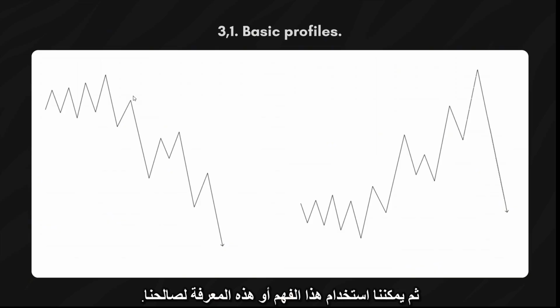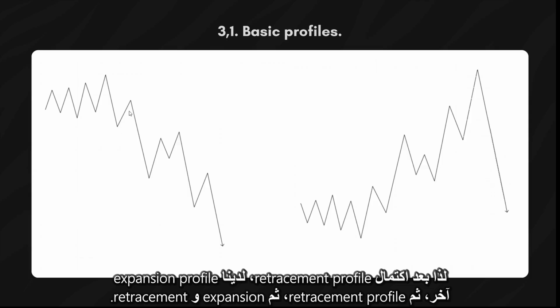And because of market profiles and the basic profiles framework, we now have the competency to break this down, understand and figure out that this exists. And then we can use this understanding or this knowledge to our advantage. So after the retracement profile is completed, we then have another expansion profile, then a retracement profile, then expansion and retracement.